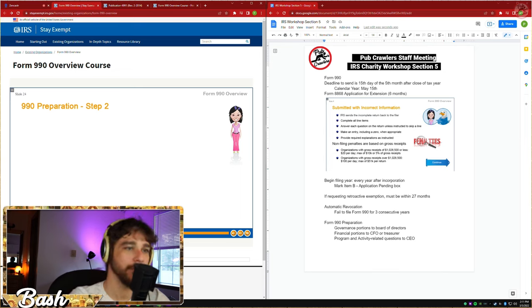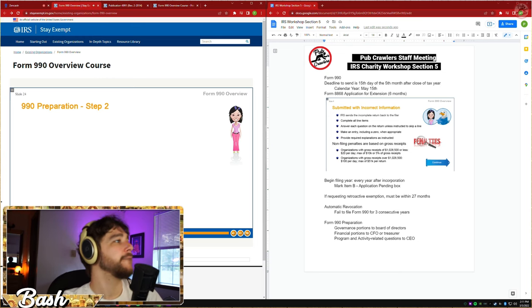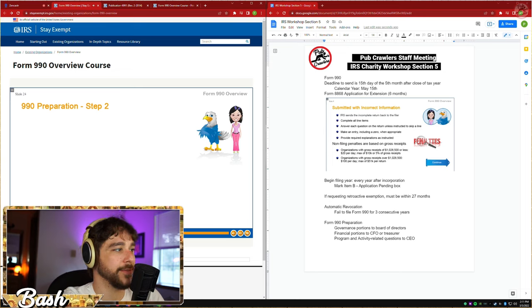Go ahead. I was just going to say it says, send the financial portion of it to the treasurer, whoever's going to be that. CFO is a chief financial officer or treasurer. It's basically just different names of the same thing. Mm-hmm. One's more company based, one's government based. Again, we determine what our names are and stuff like that.